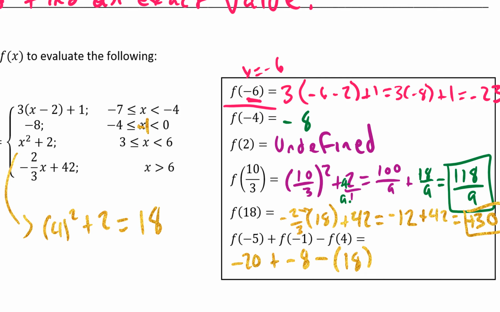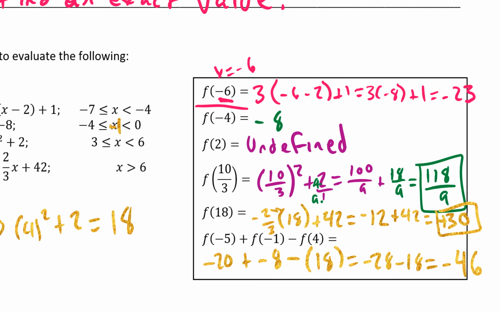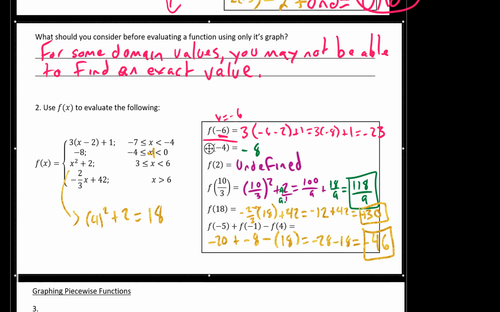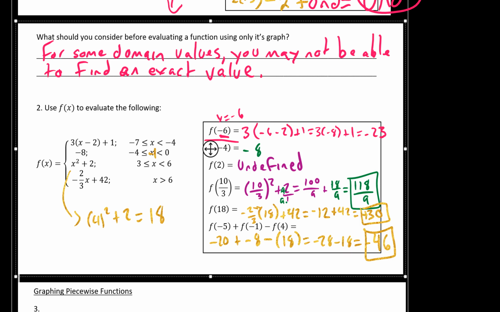So negative 20 plus negative 8. So I have negative 28 minus 18. What does that give us? Negative 46. There it is. All right, so that, guys, is how you evaluate with a piecewise function when you have equations. You're going to get some more practice with that in the homework.